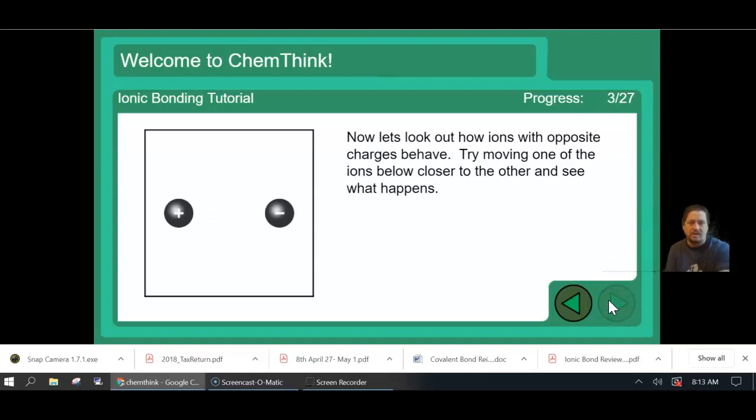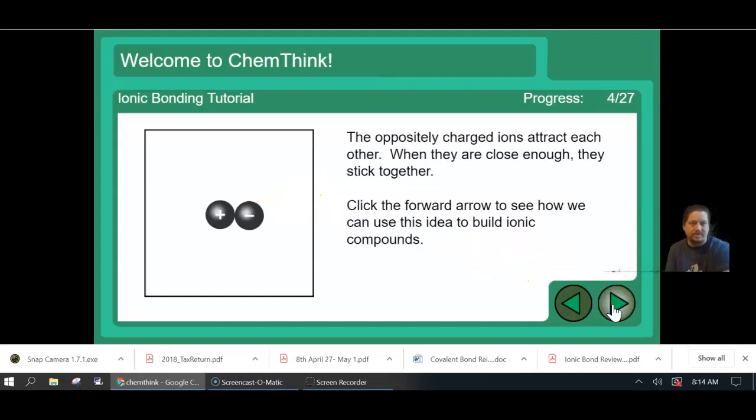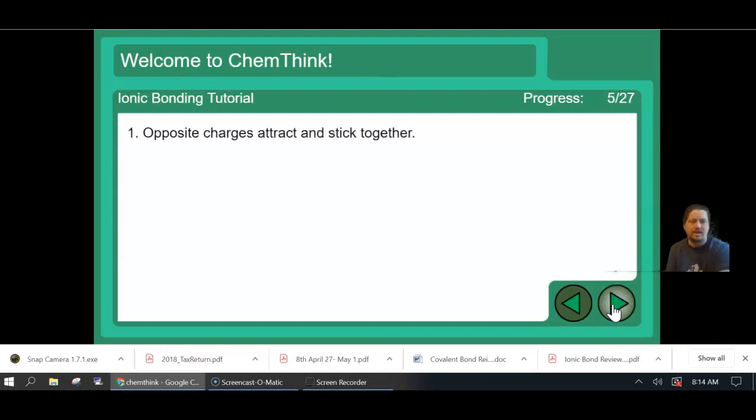Now, we're going to look at how ions with opposite charges behave. We're going to try moving this negative one closer to the positive one. We'll see what happens. See right there, I'm not moving it, and it's now dragging the positive ion together. So they are sticking together. Opposites attract. Now we're going to use this information to build upon how ions are formed. Again, remember, ions, opposites attract. They stick together. Alike charges repel each other.